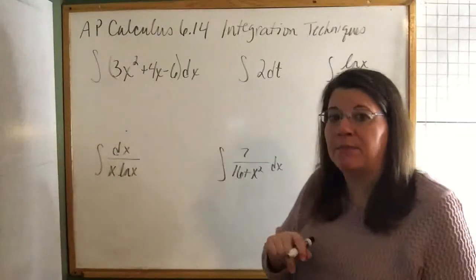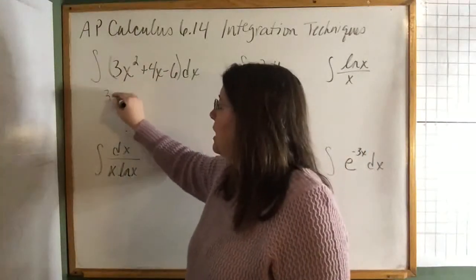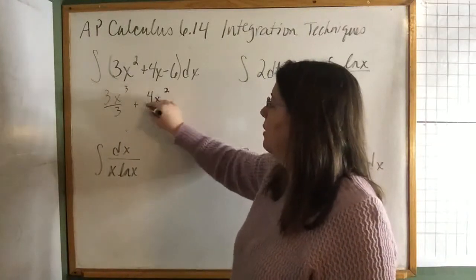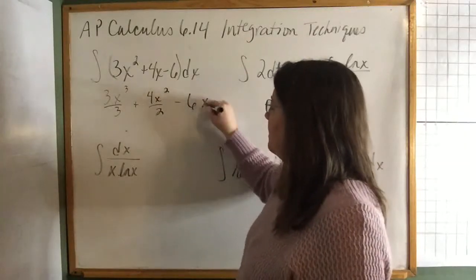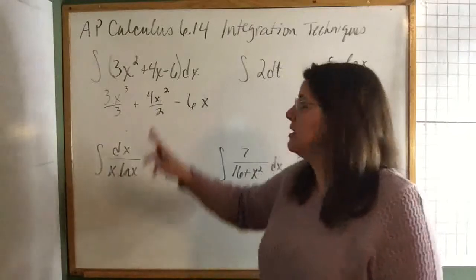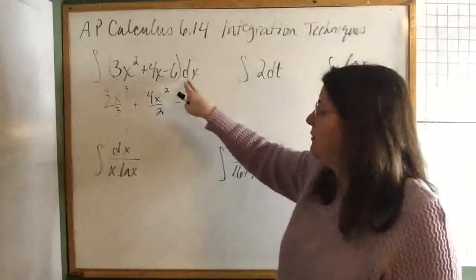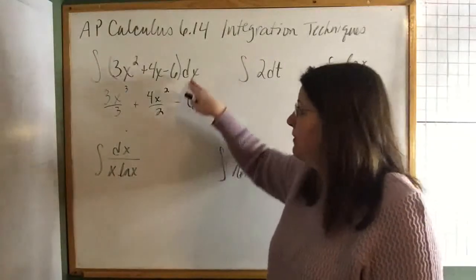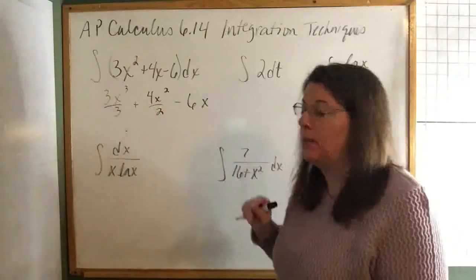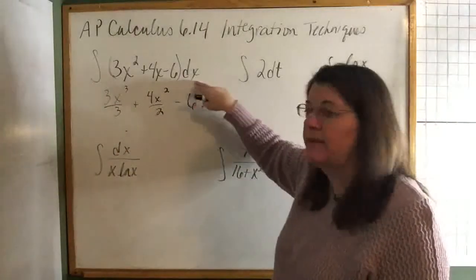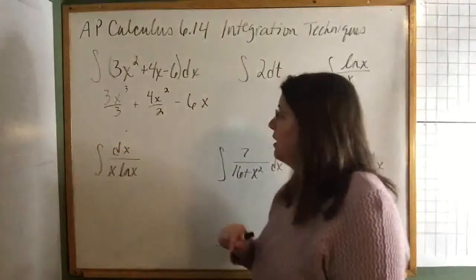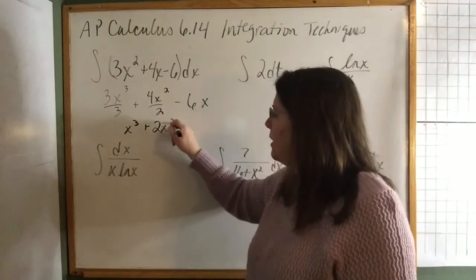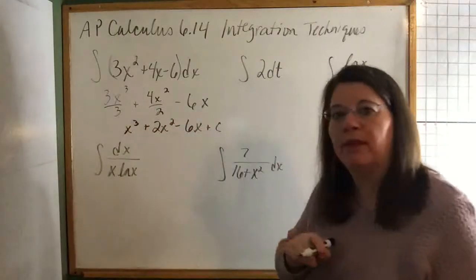So with this one, remember, when we're integrating, we take the power of the exponent up 1 and then divide by that same power that we end up getting. So this would be 3x cubed over 3 plus this one would be 4x squared over 2, and this one would be minus 6x. Remember, when we have a constant, the variable of integration will be found in our dx. If this said dy, then we would have a y variable. If this said dt, then the t would be the variable. So it just depends on what the variable of integration is as to which variable we're going to use here. And then I'm going to simplify. That would be x cubed plus 2x squared minus 6x, and don't forget your plus c.